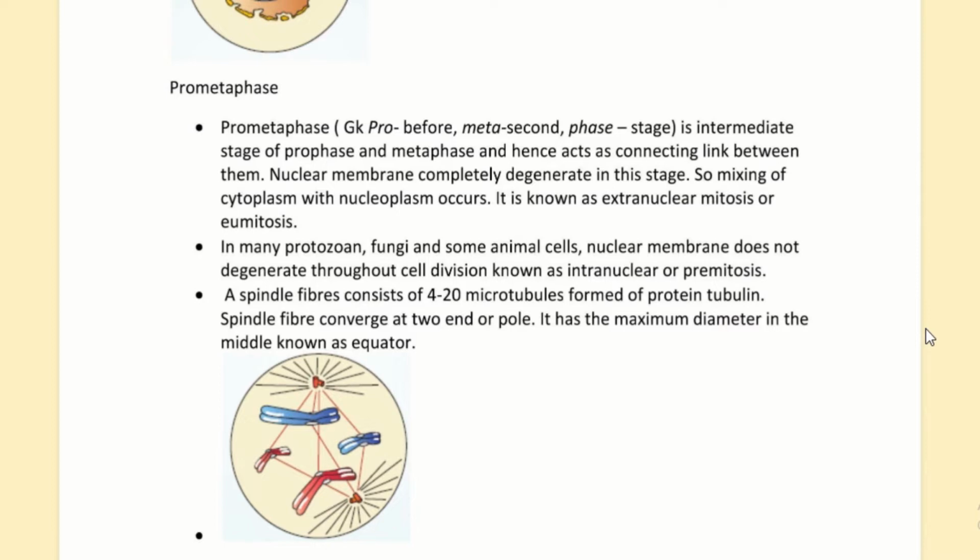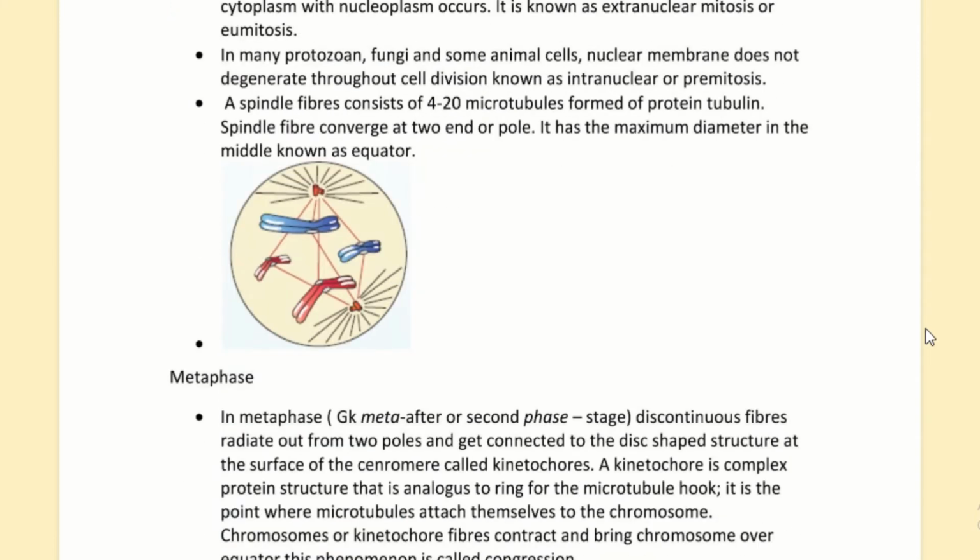In many protozoa, fungi and some animal cells, the nuclear membrane does not degenerate throughout the cell division, known as intranuclear or premitosis. A spindle fiber consists of 4 to 20 microtubules formed of the protein tubulin. Spindle fibers converge at two ends or poles. It has maximum diameter in the middle, known as the equator.